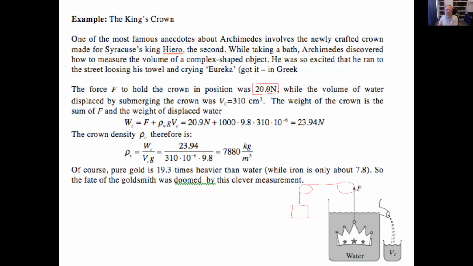Then the biggest problem he had was how to figure out the volume of the crown. So he actually filled up a container. This was filled up, there was no crown. Then he put the crown in, and the water spilled into that container. This container was a measuring container. So he figured out that the volume, again in today's values, was 310 cubic centimeters.